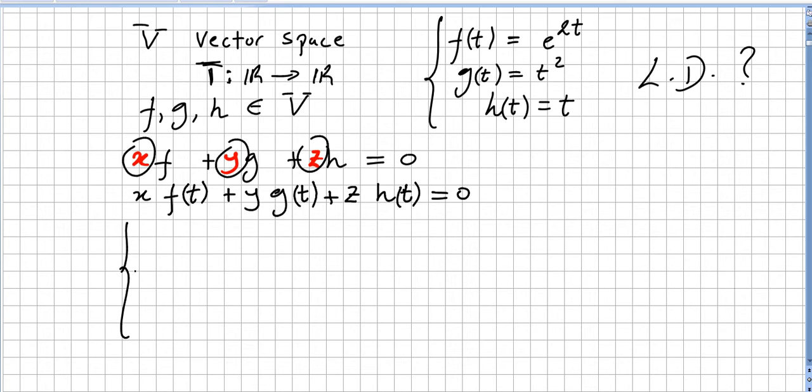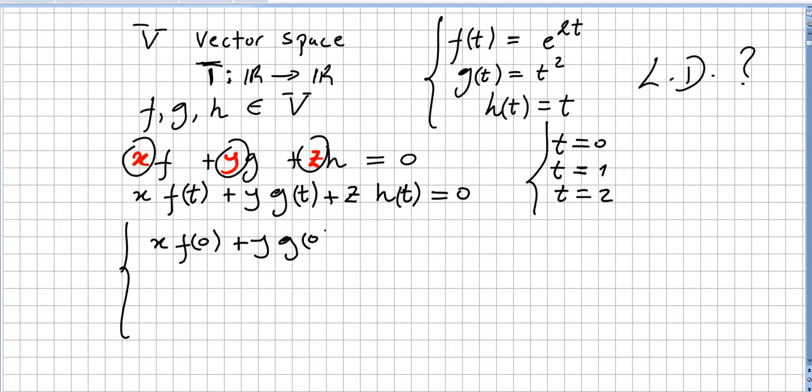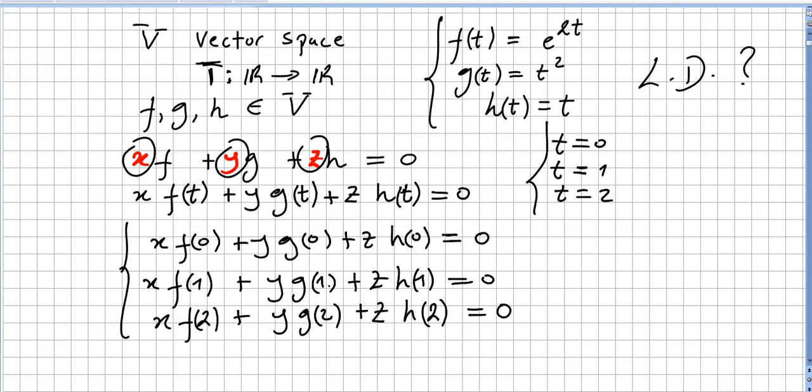So let us make one system. Let us do it for t equals 0, for t equals 1, and for t equals 2. So that will be x of f of 0 plus y of g of 0 plus z of h of 0, and check if this is 0. Then x of f of 1 plus y g of 1 plus z h of 1, and x f of 2, y g of 2, z h of 2.